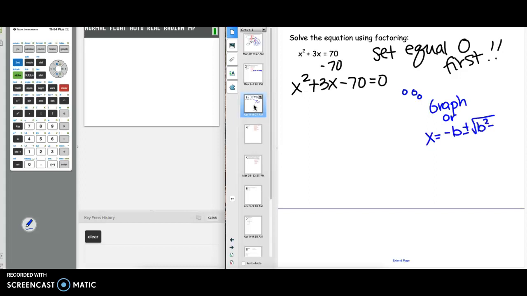On the MCAs, you are given the quadratic formula. On the ACT, you are not. So if you want to use that option, you have to have it memorized.